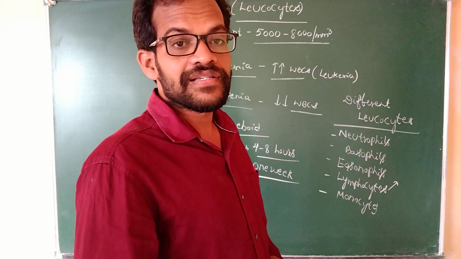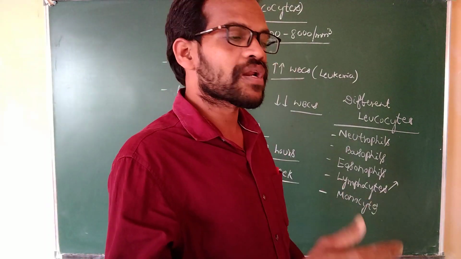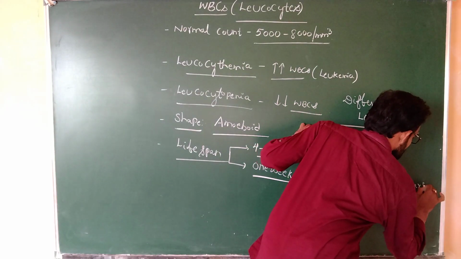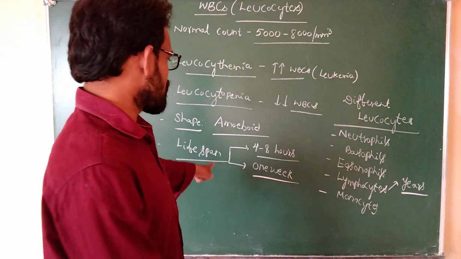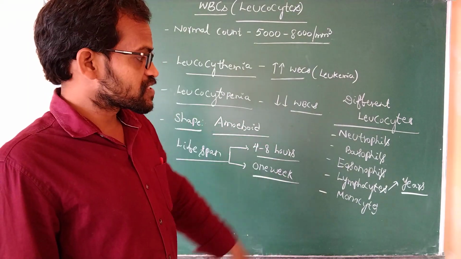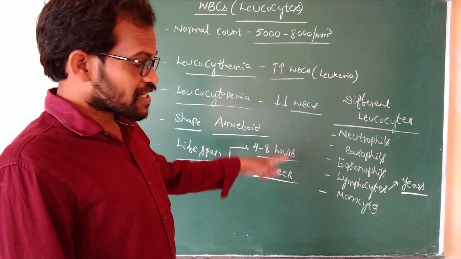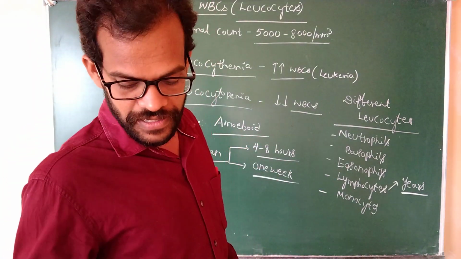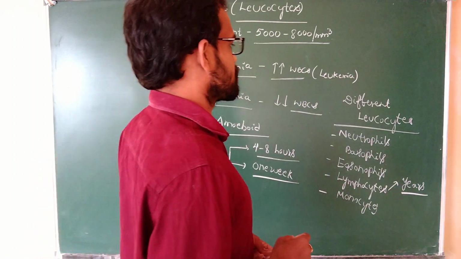The lymphocytes have a longer lifespan, which is years. The general lifespan of white blood cells is 48 hours or 1 week, but the lymphocytes, which are also under the category of white blood cells, live for years.